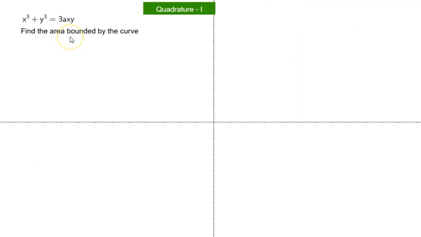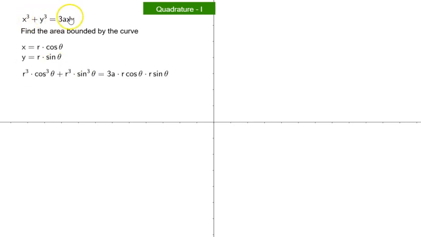Now this problem is a little bit different. We have x cube plus y cube is equal to 3axy. We have to find the area bounded by the curve itself. So let's try to figure out what's happening here. Let's convert it into polar form. So x is equal to r times cos theta, y is equal to r times sin theta.